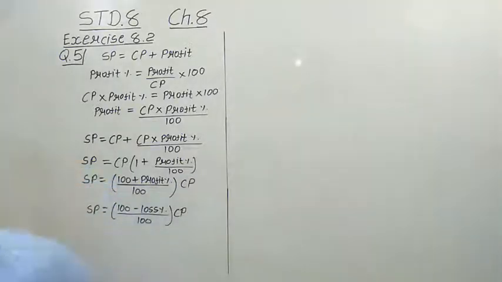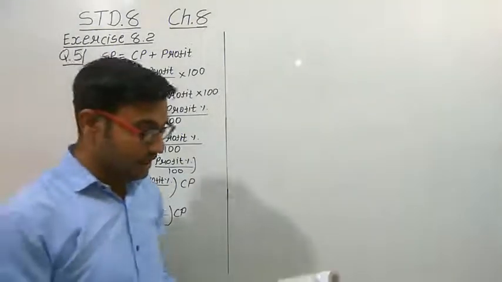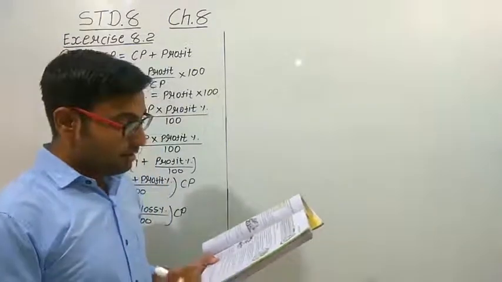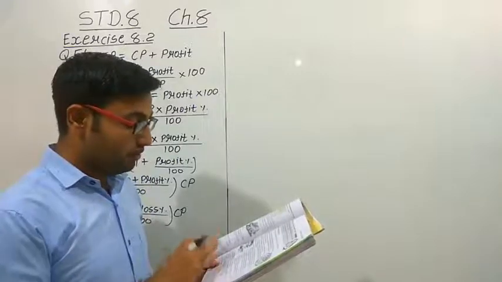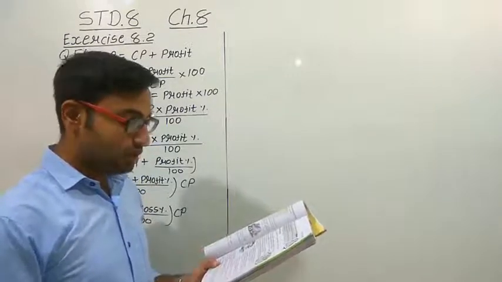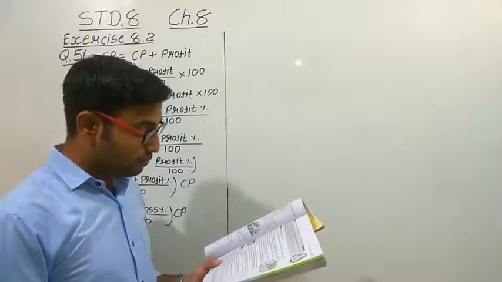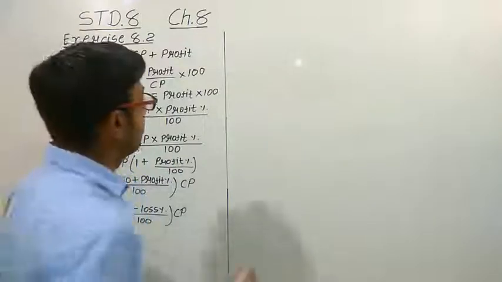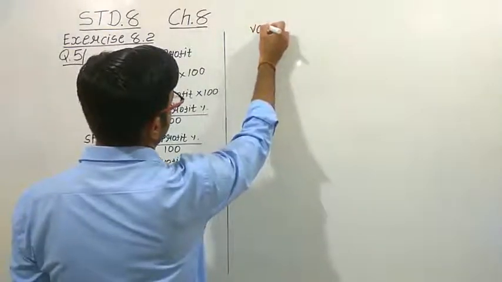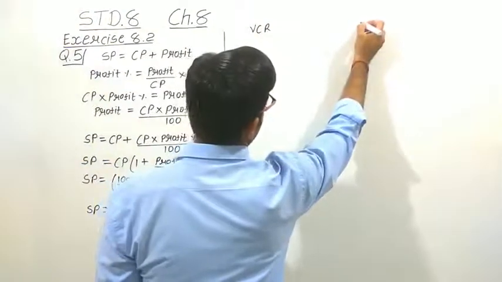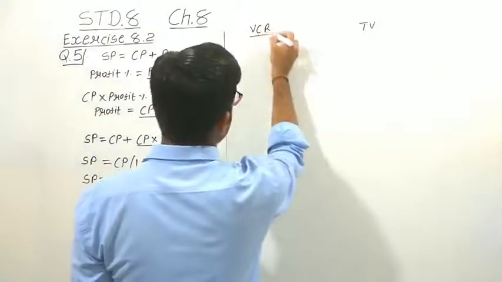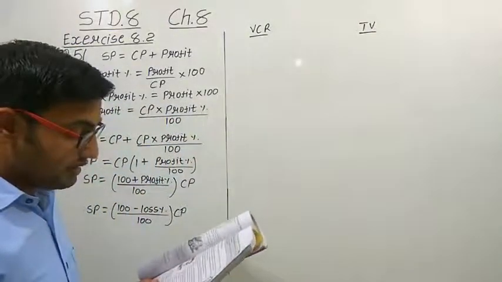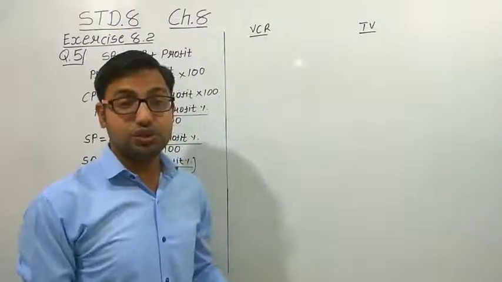What is the question? Question is, a VCR and TV were bought for rupees 8,000 each. The shopkeeper made a loss of 4% on the VCR and a profit of 8% on the TV. Find the gain or loss percentage on the whole transaction. See, two things are there. First is VCR, second one is TV, television. So both is purchased, bought for rupees 8,000 each.